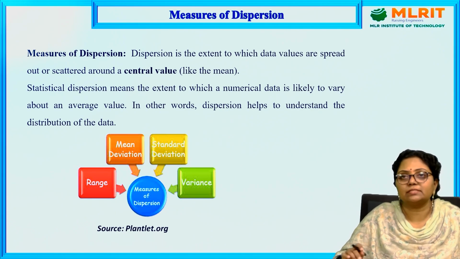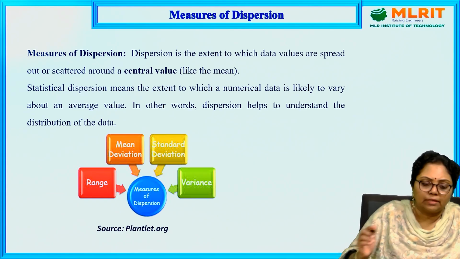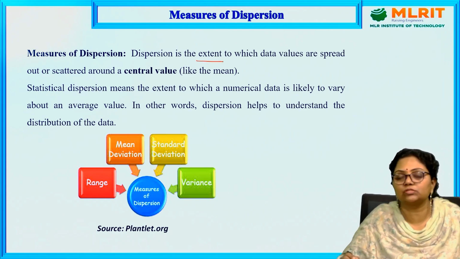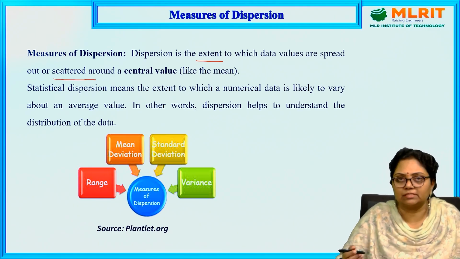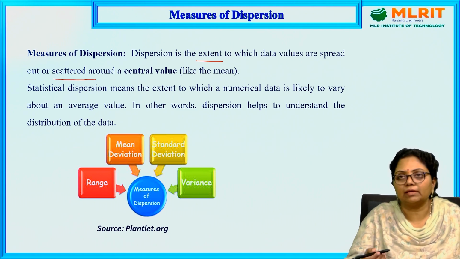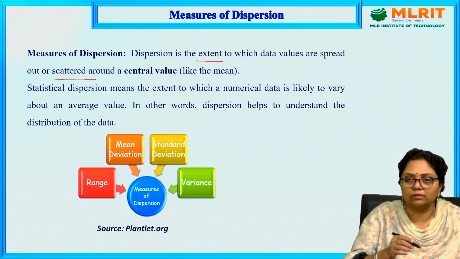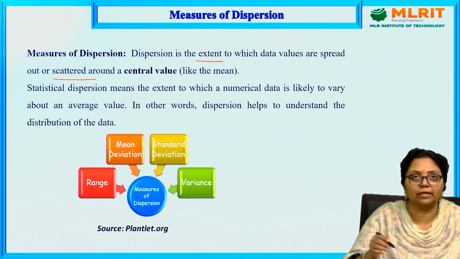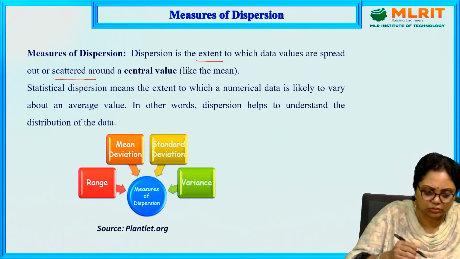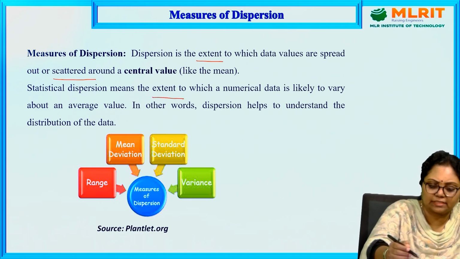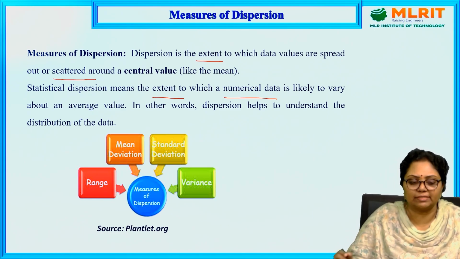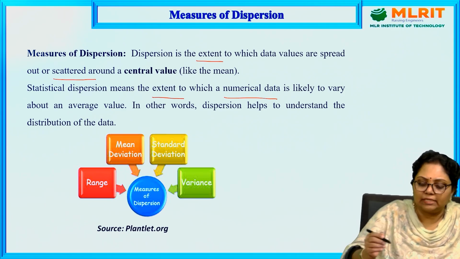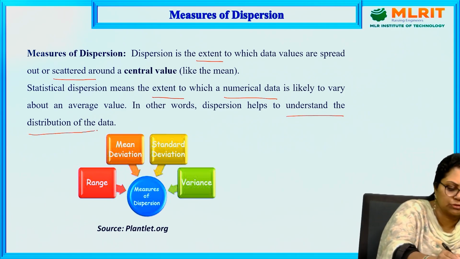Now, let us see the definition of dispersion. Dispersion is the extent to which the data values are spread out or scattered around the central value. In simple terms, the central value is nothing but the mean or the average. So, the extent to which the data values are scattered around the mean value is dispersion. Statistical dispersion means the extent to which the numerical data is likely to vary about the average value. It helps us to understand the distribution of the data.